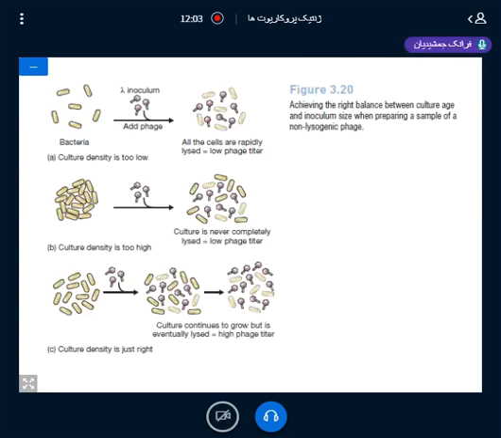So let's talk about achieving the right balance between the culture age and inoculum size when preparing a sample of a non-lysogenic phage. What does it mean? Just listen to me. If we want to culture the bacteria which are infected with the phage, what will happen? When should we capture more phage? Look at here. The bacterial growth.